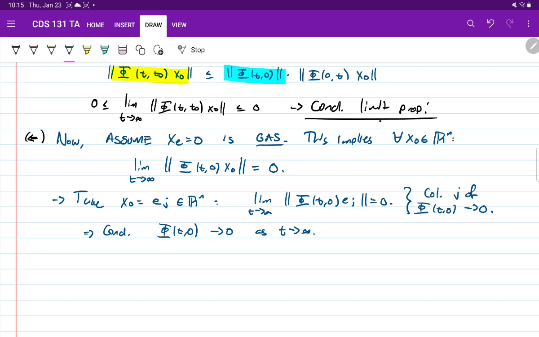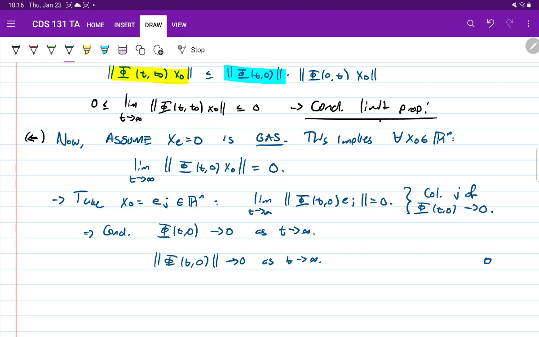All right? And what we then conclude is that the limit as t goes to infinity of the norm of phi of t0 approaches 0. Okay? So essentially the argument that we've made is if we're globally asymptotically stable, then by picking initial conditions that are ej vectors, the standard basis vectors, we prove that each column of our state transition matrix goes to 0. Then that implies the entire state transition matrix goes to 0. Then that implies its norm goes to 0. All right? And that's a proof.